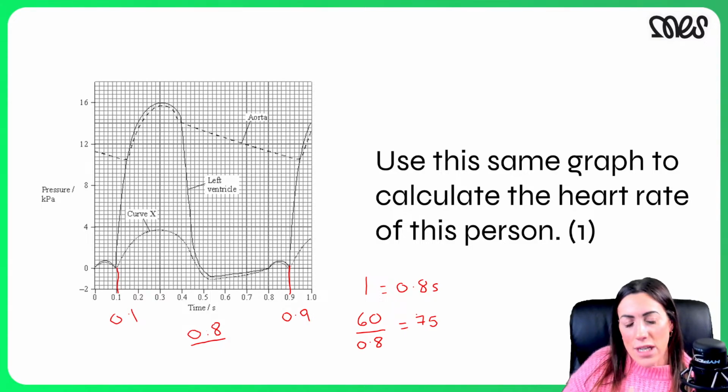And I got that literally just by identifying the start of one cycle and the next cycle, the same points on the graph where it repeats itself. Okay, and then seeing how many of those would fit into a minute.